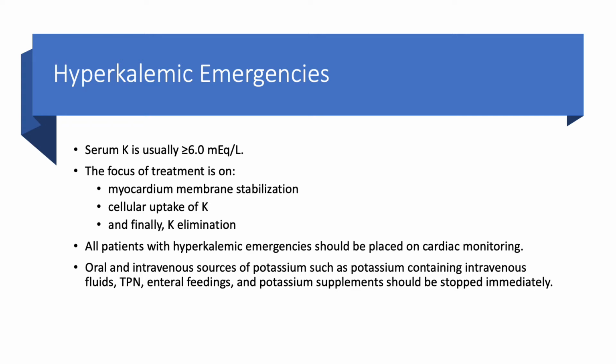Now, patients should be placed in the intensive care unit or on cardiac monitoring. Needless to say, if the patient is on any oral or intravenous source of potassium, it should be eliminated. So if the IV has potassium, stop that IV. If the patient is on TPN, and usually it has potassium, stop TPN. If the patient is on enteral feeding, and usually that has potassium, even if it's a potassium poor formula, stop the enteral feeding until this is dealt with. If the patient is on potassium chloride, please don't give them that potassium tablet. So this is obvious.